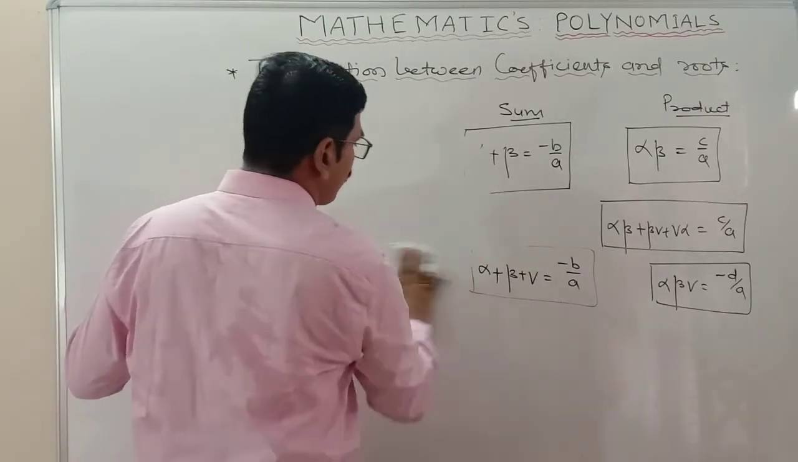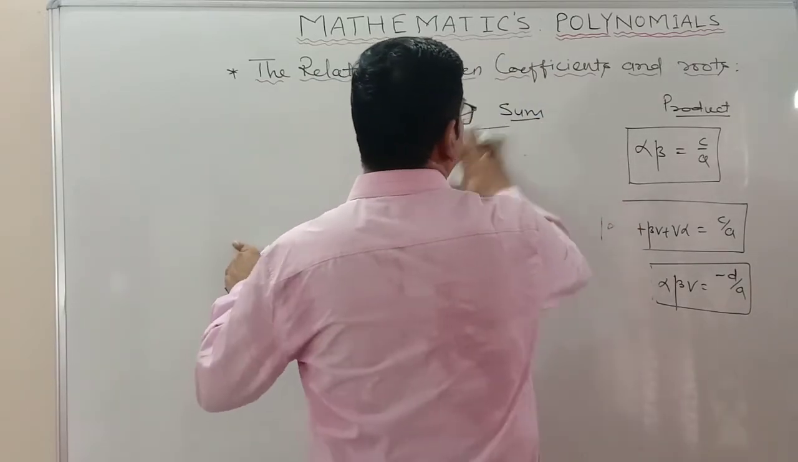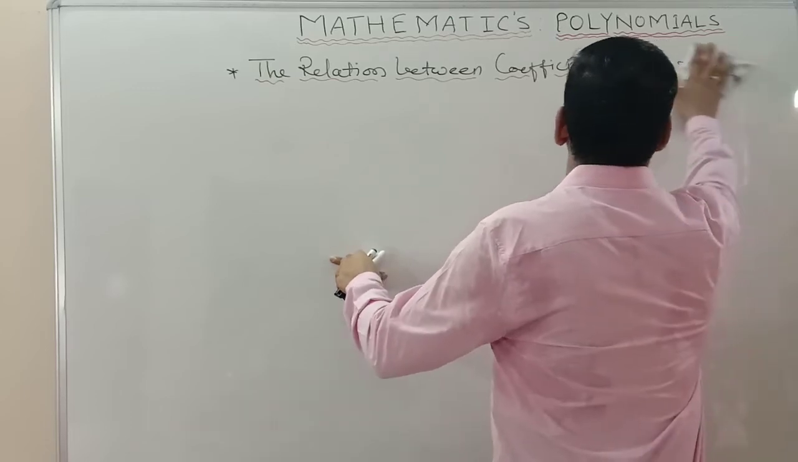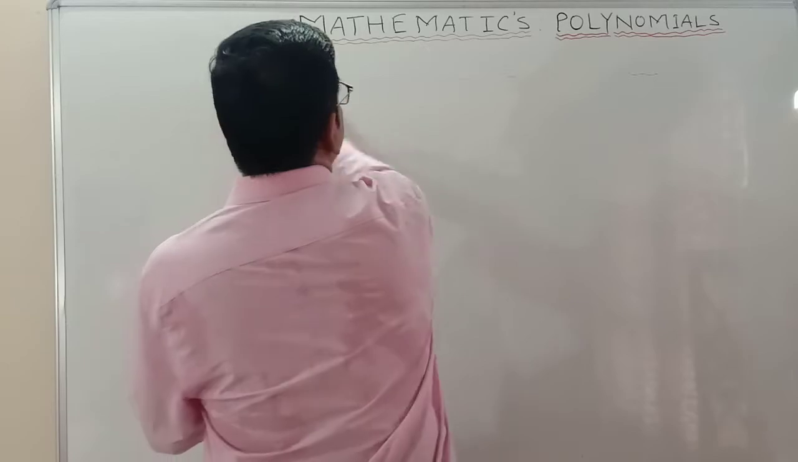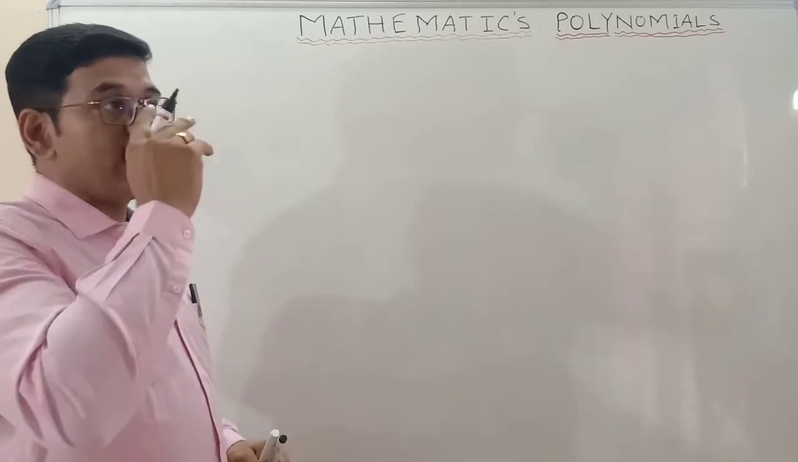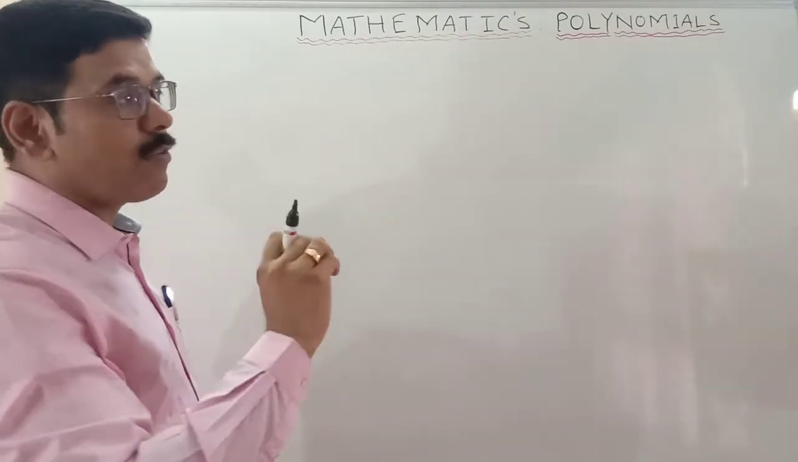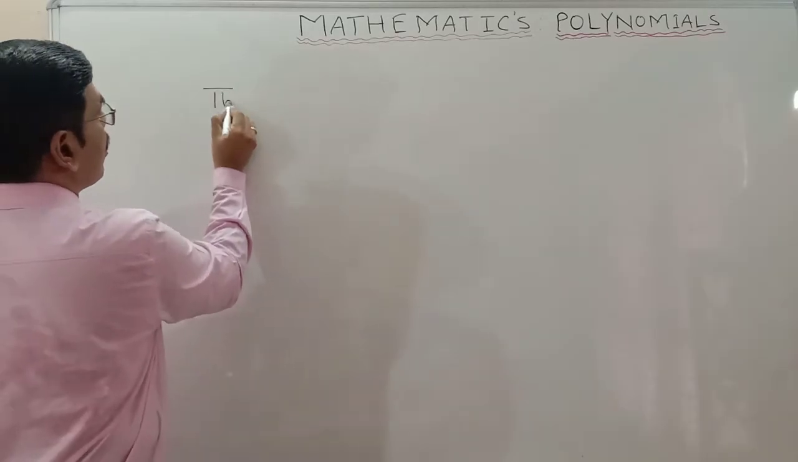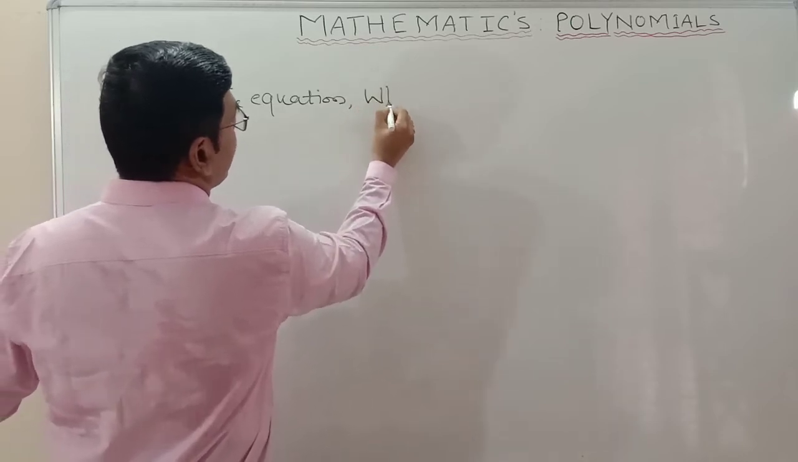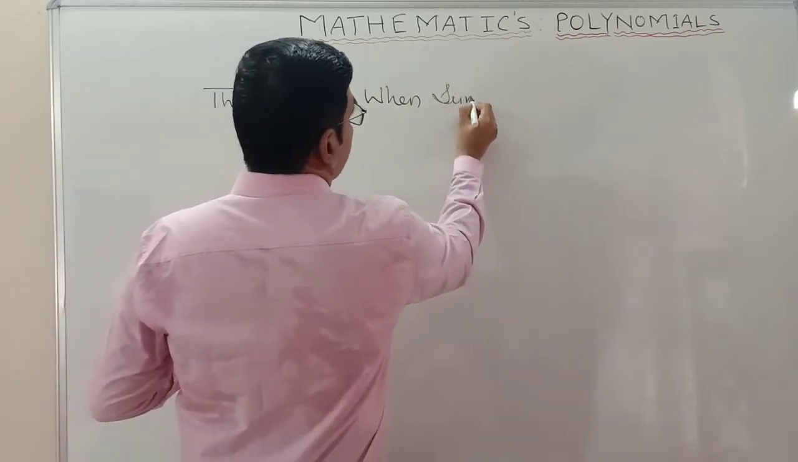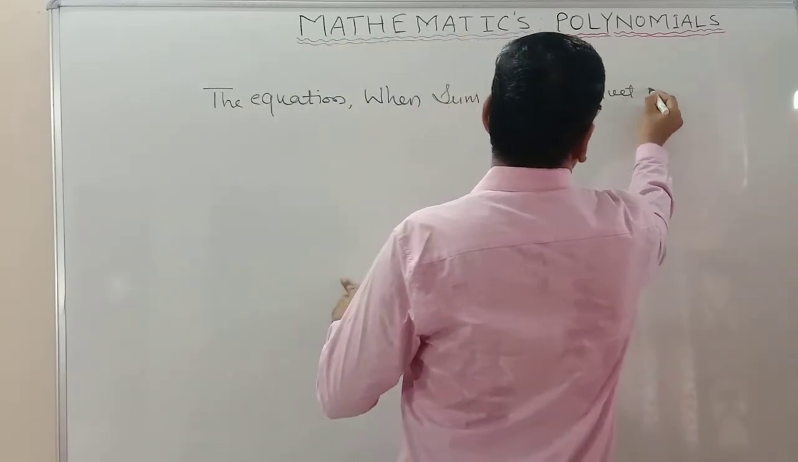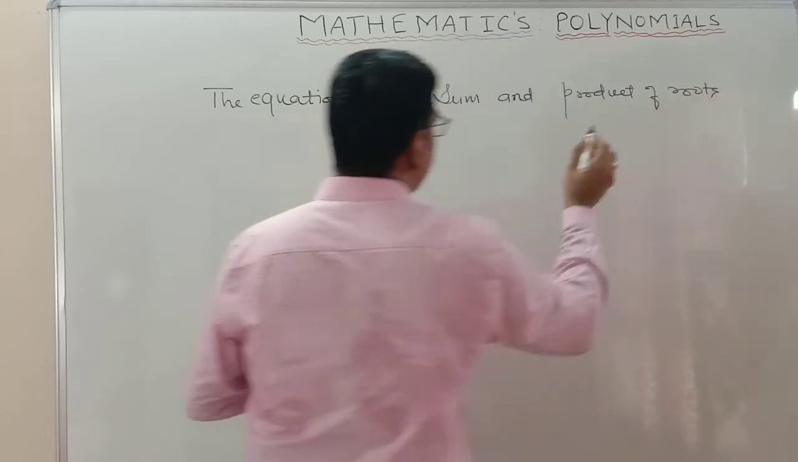If you know the sum of roots and product of roots, then in the case of a quadratic equation you can determine the equation. That is what we will study here: what will be the equation when the sum and product of roots is given?